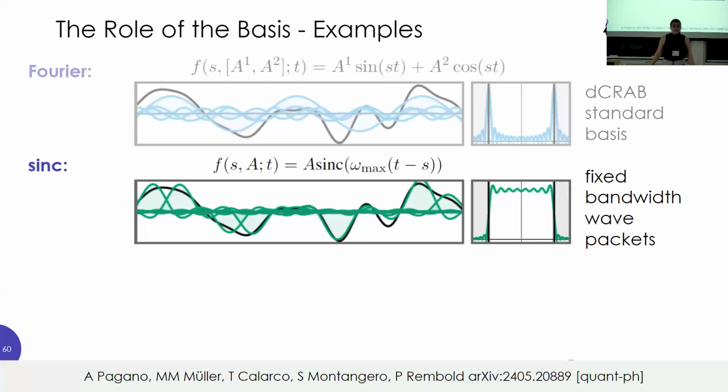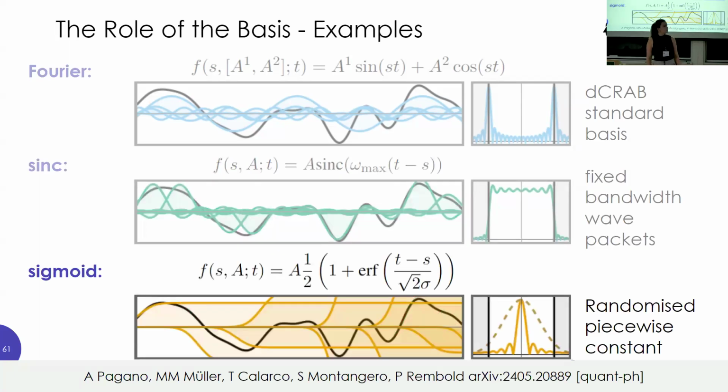Then there's the sinc basis. Here we have these sinc-shaped little wave packets, basically. We optimize the amplitudes and we pick certain times where we put them and then optimize this. And the cool thing about the sinc function is that they have a fixed bandwidth. So often we are bandwidth limited, so this is very natural.